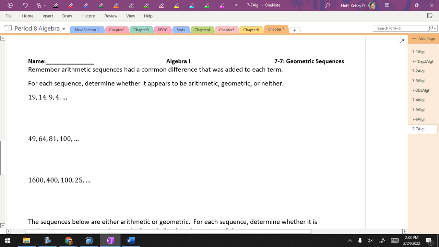Arithmetic, why? Because it's subtracting or adding, I guess. Adding a -5, right? So it's arithmetic. D, or your common difference, was a -5.